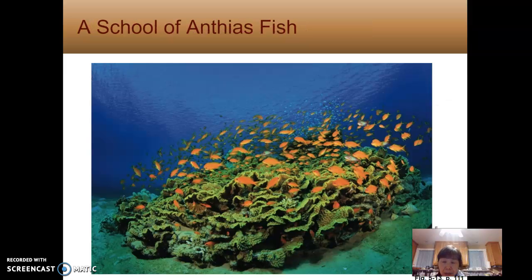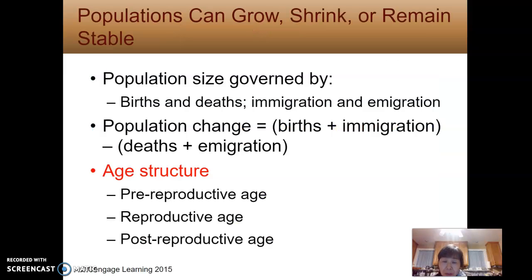Okay. And then, population size. So what are the factors that impact the population size? Overall, we can think of it as birth and death, and immigration and emigration. So if you write them into an equation, you would say population change equals birth plus immigration minus death and emigration.